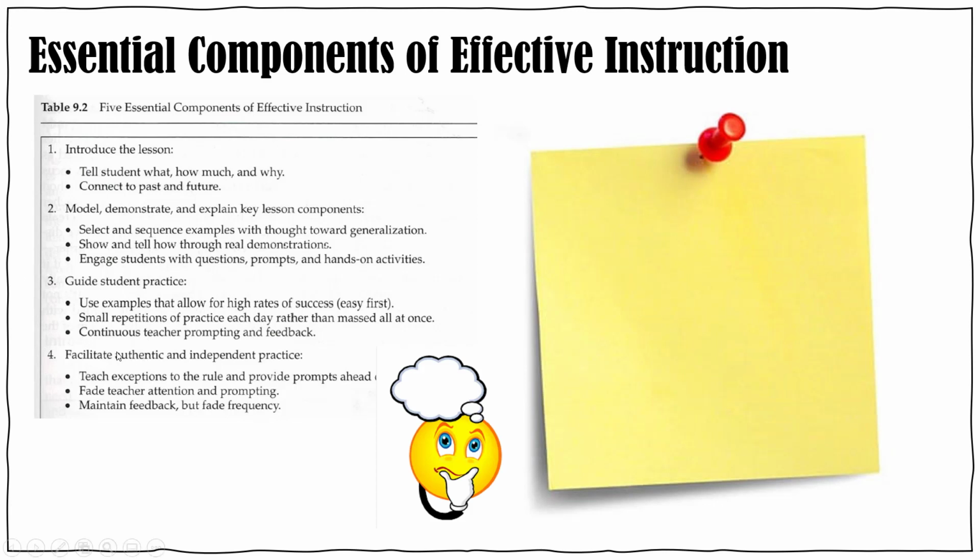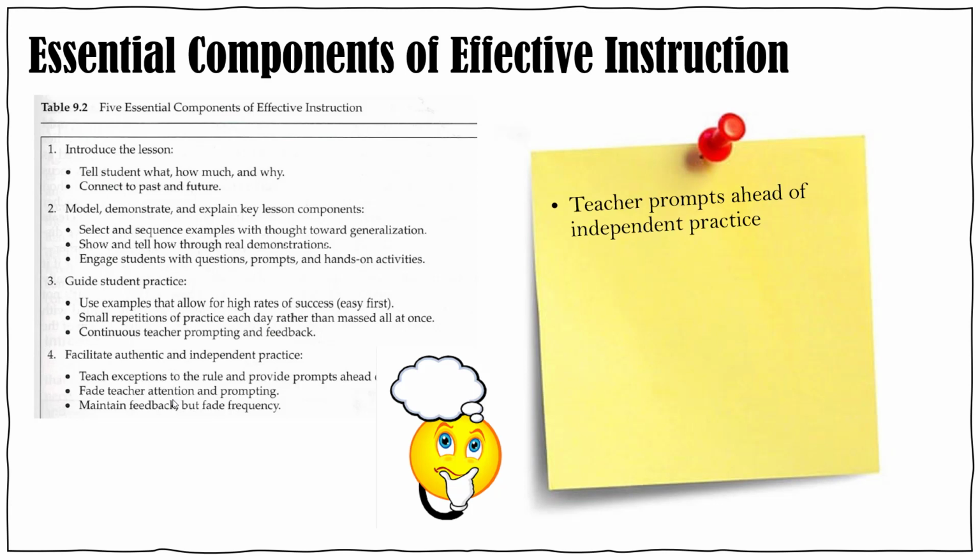And then you want to facilitate authentic and independent practice. So teach expectations to the role, provide prompts ahead of time, fade your teacher attention and prompting. That's really important. And maintain the feedback, but fade the frequency. So whenever they do actually do independent practice, that's when you teach exceptions to the rule and provide your prompts. Lots of prompting at the beginning because they're moving into kind of a new condition where they're doing it on their own. So lots of prompting, but then you want to fade that prompting back.